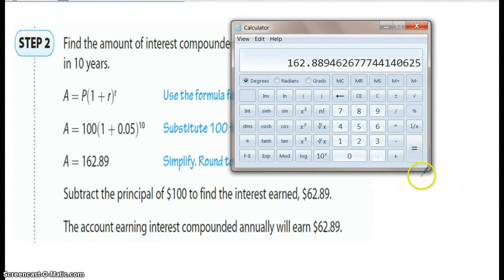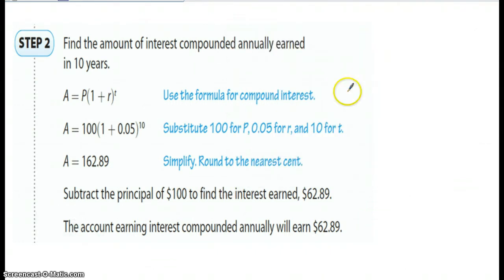And that gives me $162.88, since we're talking about dollars. We round off in the hundredths place, so we'll round this last 8 because the 9 is greater than 5. So we'll round it to $162.89. And then, of course, to find out how much interest, which is what they have, we just subtract $100, which is what we initially started with. And you see it gives us $62.89. Okay. Let's move on to the next step.